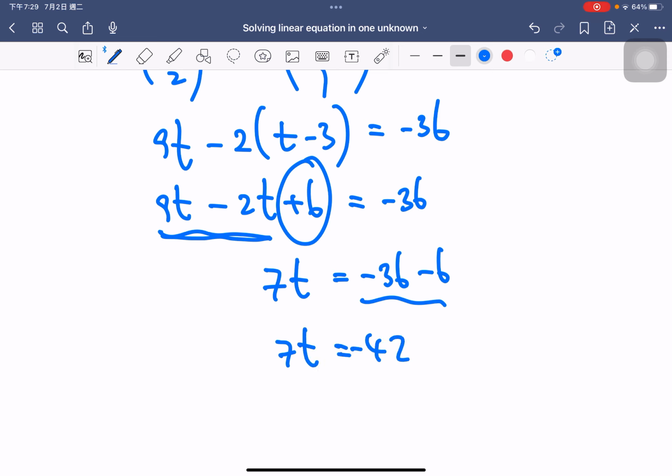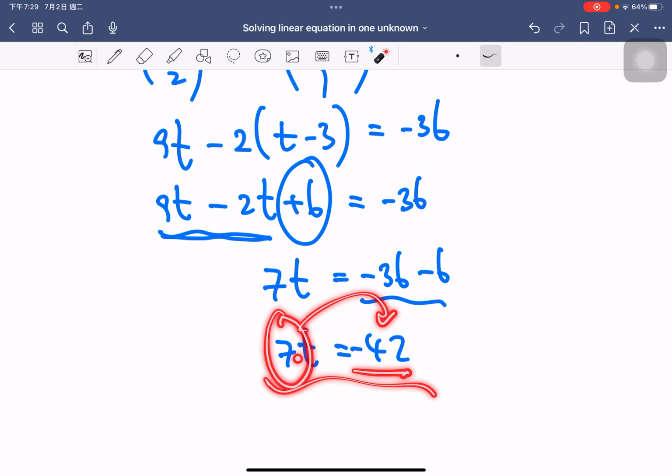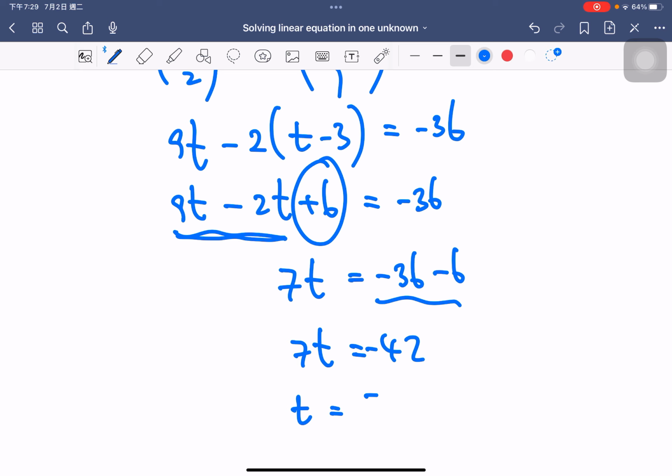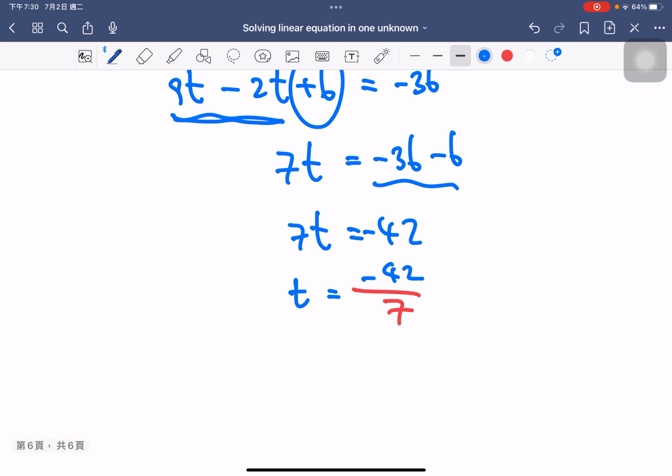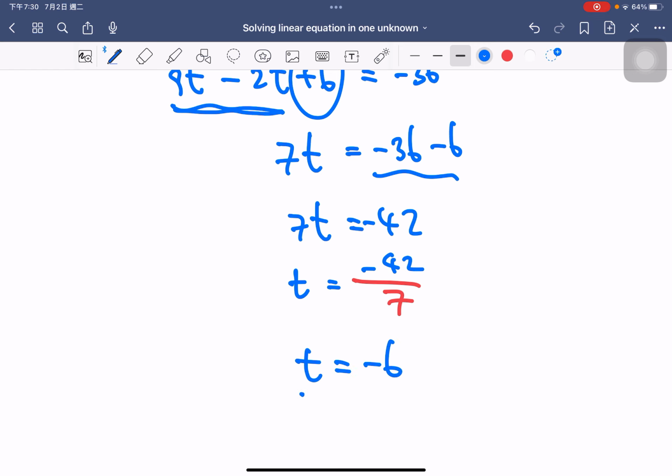Again, back to this equation. This is actually a times in the middle. I don't want the times, so moving to the right it becomes divide. So now I have t equal to negative 42 divided by 7. So now t should be equal to negative 6. Okay, ask me if you have any other questions.